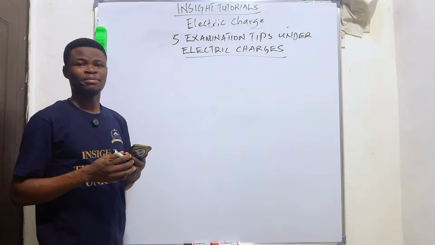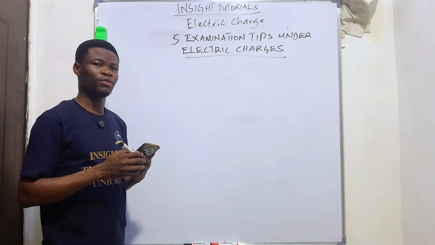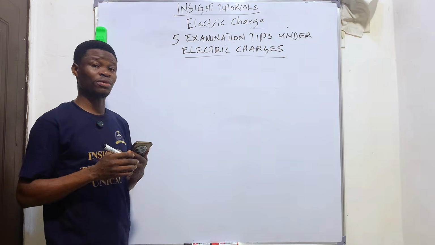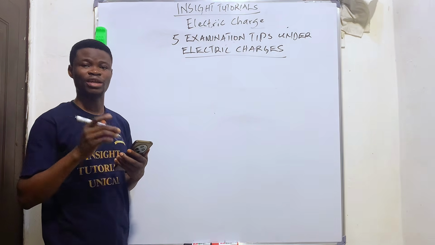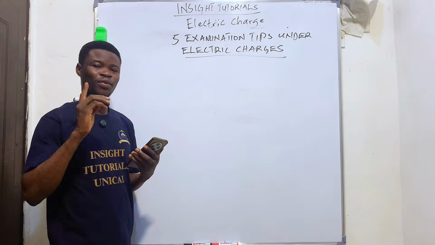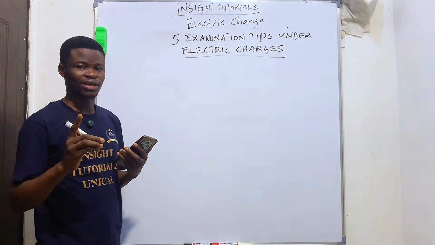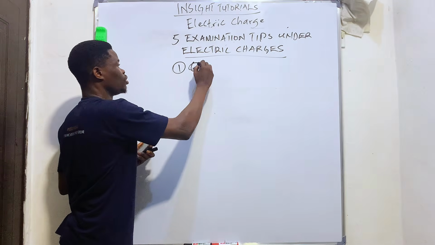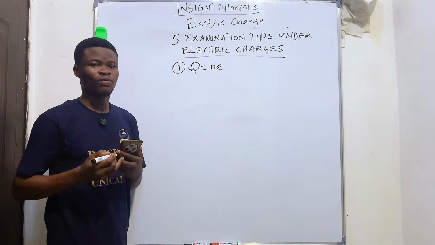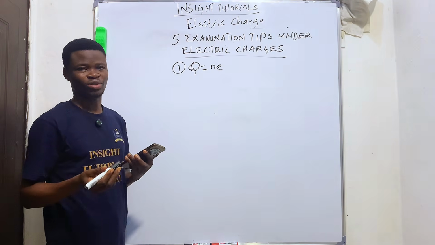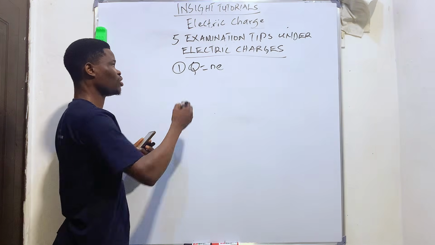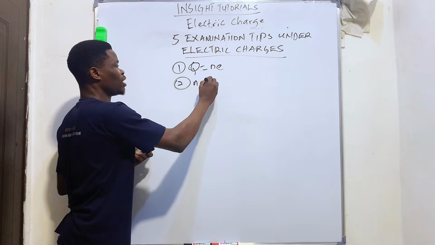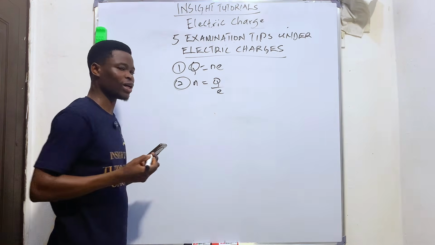All right. Very importantly, I'm going to leave you with these 5 examination tips that you mustn't forget as long as you're dealing with electric charge. Number 1, if you're finding electric charge or total charge, use Q equals Ne. Number 2, if you're asked to look for the number of electrons or number of protons as the case may be, use N equals Q over e.